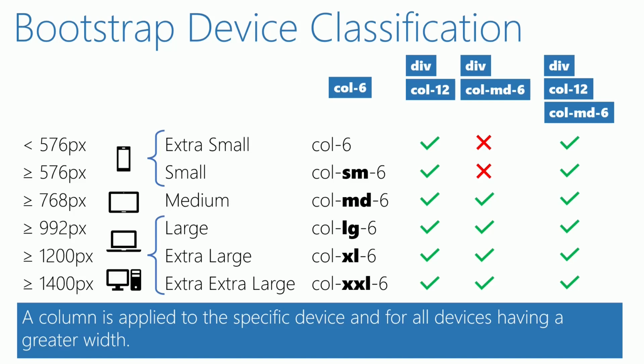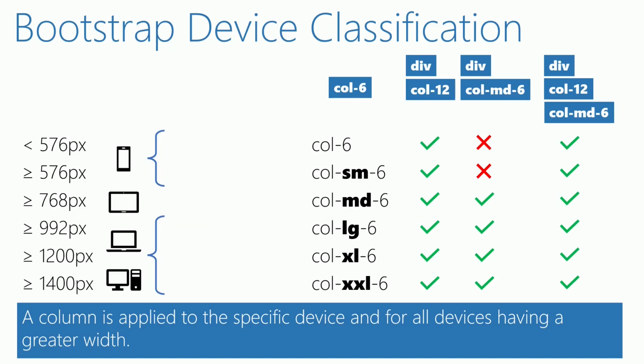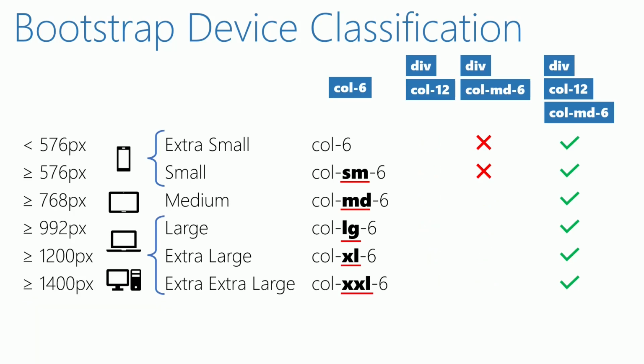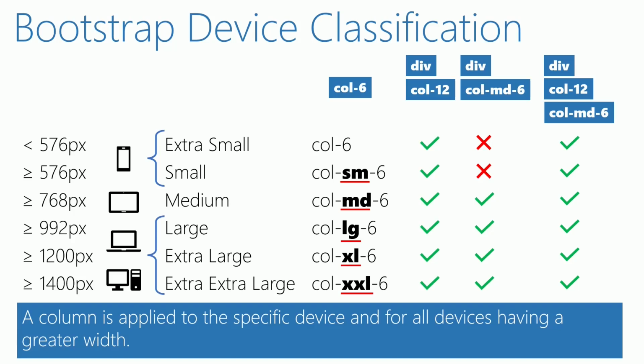Let me summarize the learning we had in this video. Bootstrap provides 6 classifications based on the device width. It is possible to include the device classification in the column definition. When column is defined for a specific device classification, it is applied for that device as well as for the devices having width greater than that device. When we define columns, we need to ensure that it provides coverage for all devices. In the next video, we will implement an example to understand how to make a div apply different column width based on the device classification.